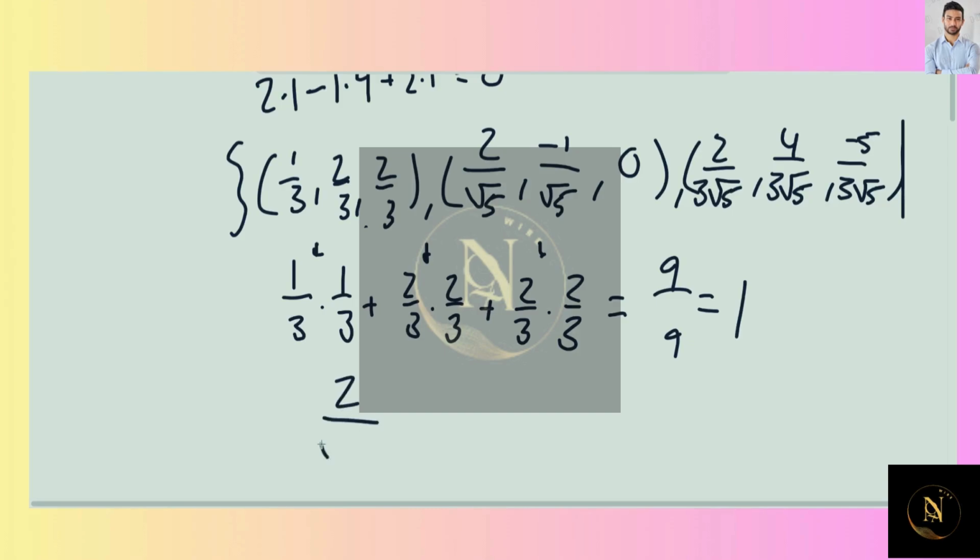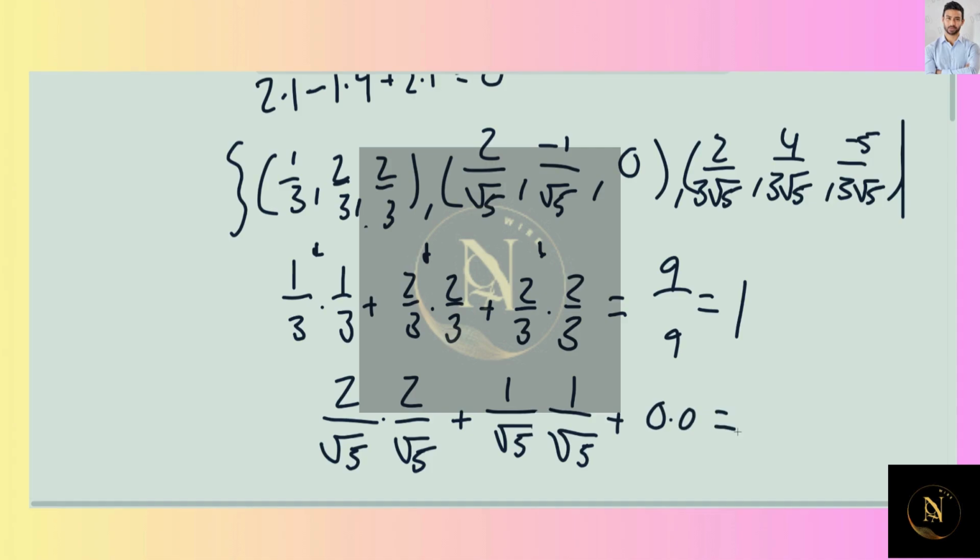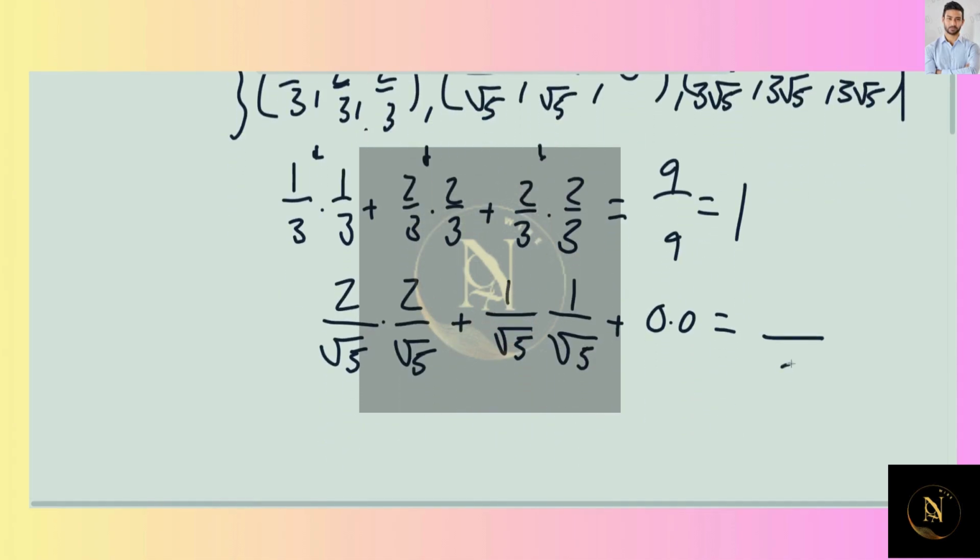Let's check the second one. We've got 2 over root 5 times 2 over root 5 plus 1 over root 5 times 1 over root 5 plus 0 times 0. Sorry, everything needs to be squared. You can just square it, or I'll follow the convention I've been using up until now, which is just multiplying it by itself. Either is fine. If we add this up, we know we're going to get 5 in the bottom, and we're going to get 2 times 2 plus 1 plus 1. That looks like 5 over 5, or 1. That looks normalized to me.